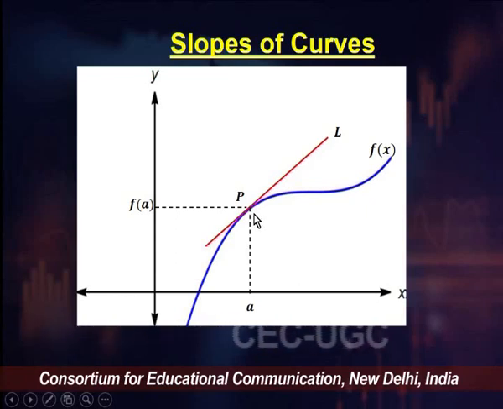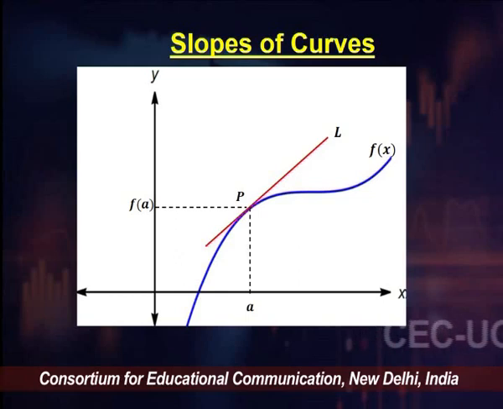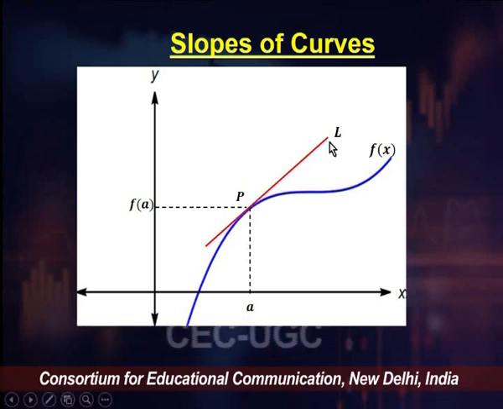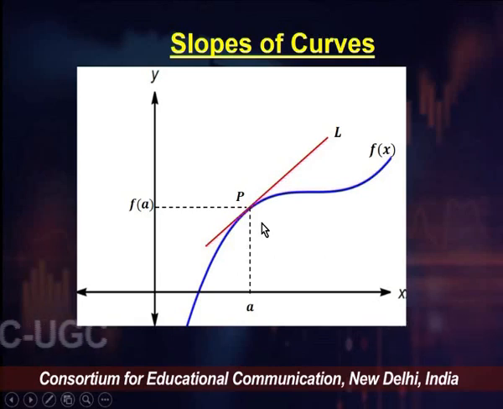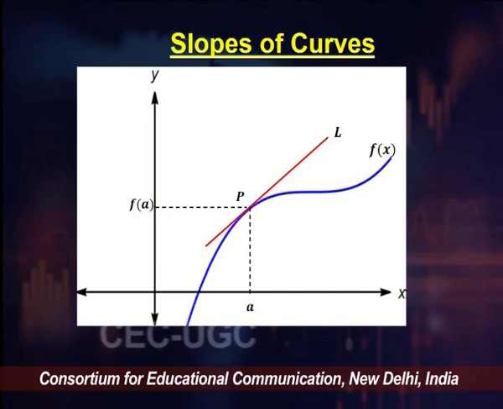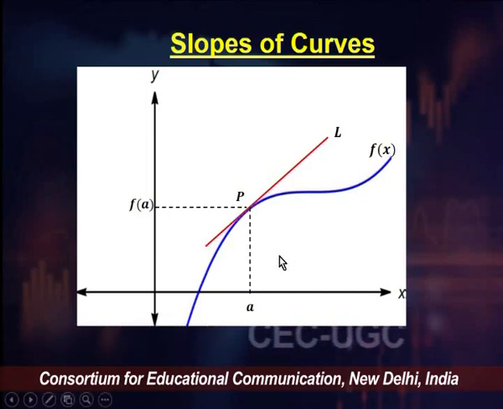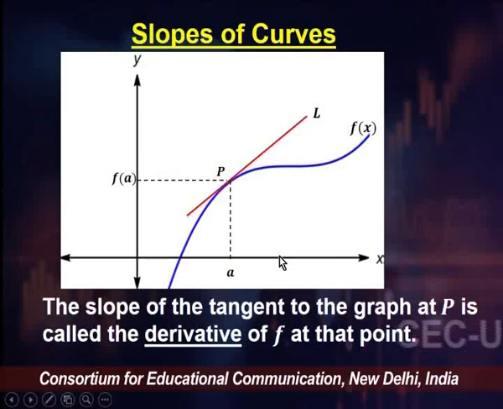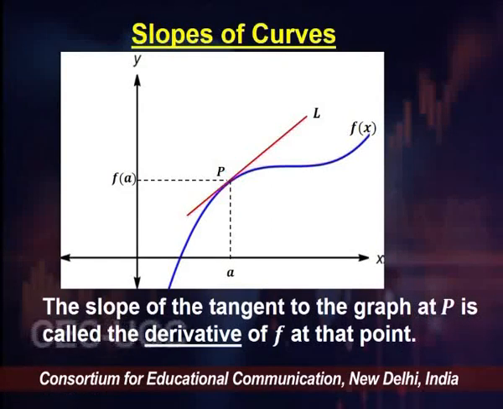A natural way to think about calculating the slope here is to draw a tangent, which is shown by this line L here. We draw a tangent at the point P, and then the slope of this tangent is taken to represent the slope of the curve at point P. So long story cut short, it is the slope of the tangent to the graph at P which we call the derivative of the function at that point.